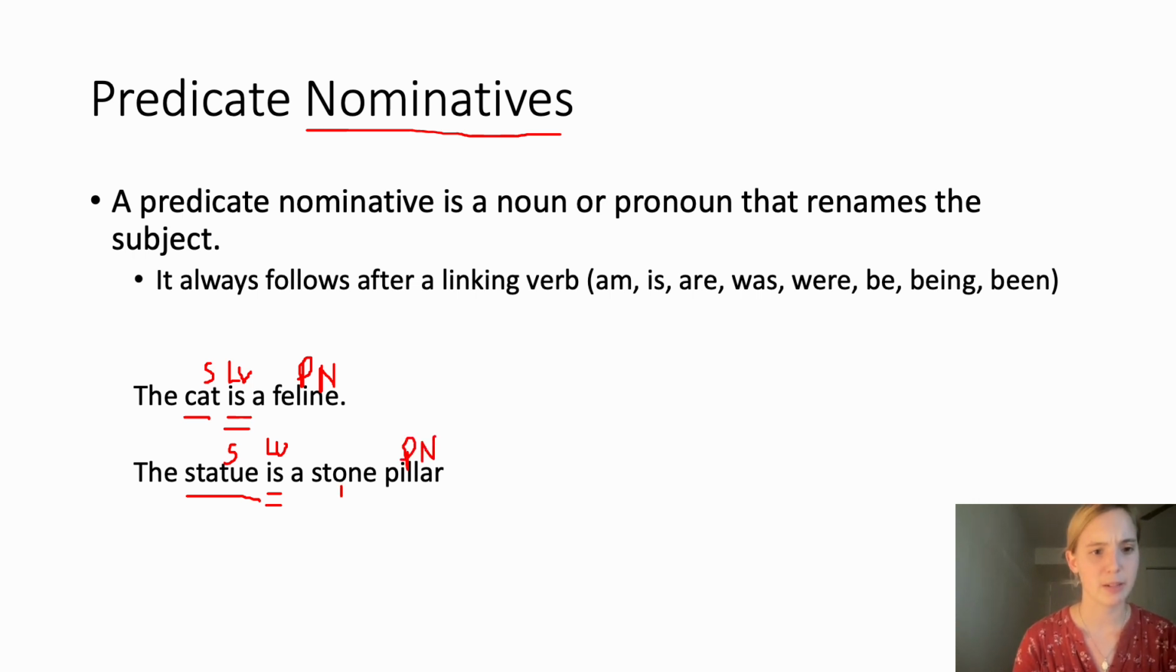Now, what kind of pillar is it? Well, it's a stone pillar. So if it modifies a noun, because predicate nominatives are nouns, it's an adjective. Which statue? The statue. Another adjective, ADJ. And then a pillar. This also connects to pillar, so it's another adjective.